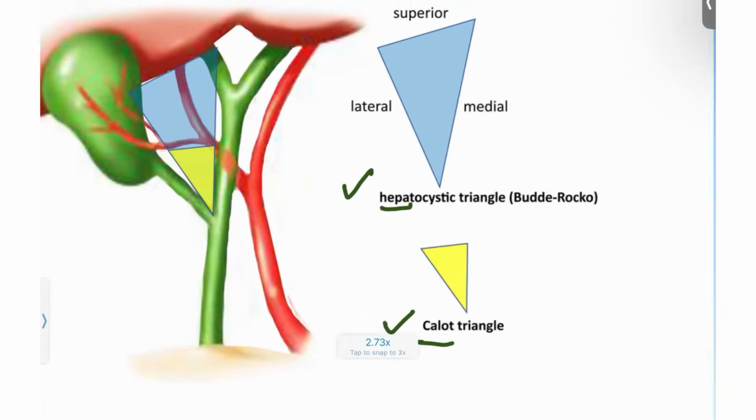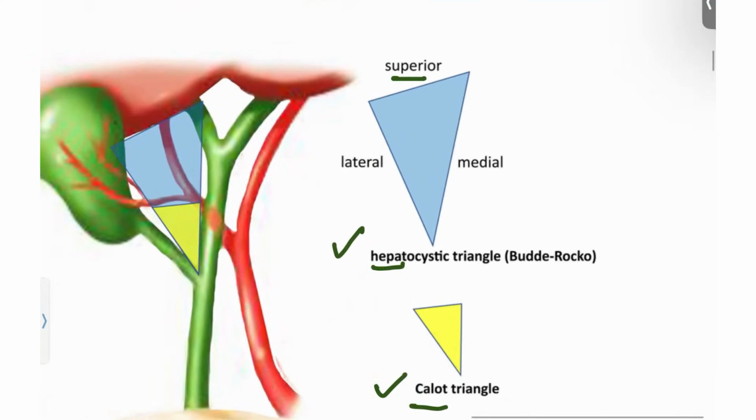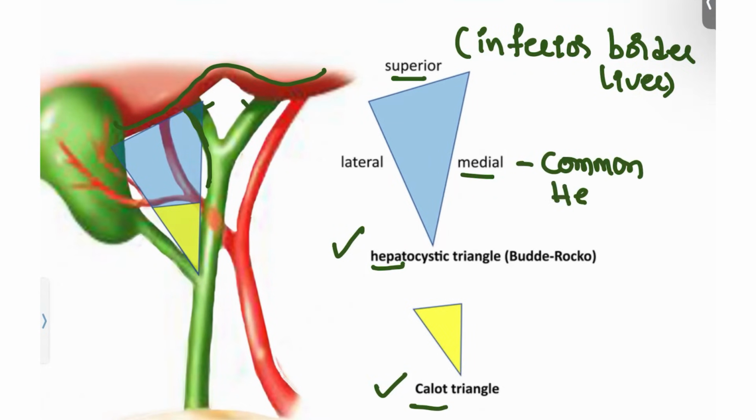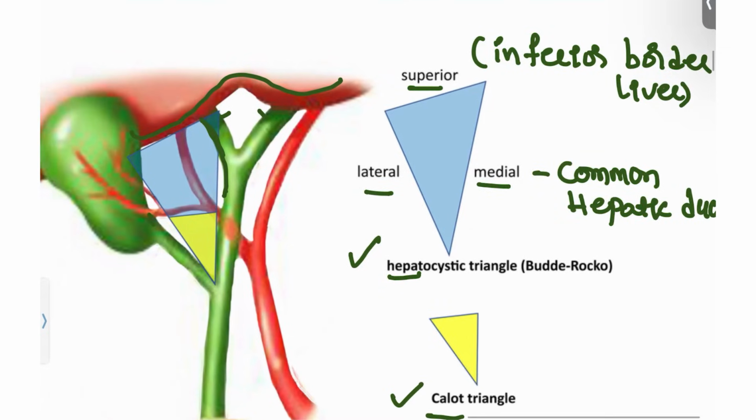Next, see what happens on the superior border. Here you can clearly see this structure is the liver, so here you have the inferior border of the liver. And on the medial side, what is this, guys? This is the right hepatic duct and left hepatic duct, and here you can see the common hepatic duct. On the medial side, you will have the common hepatic duct. And the lateral side is the cystic duct, right? On the lateral side, we will have the cystic duct.